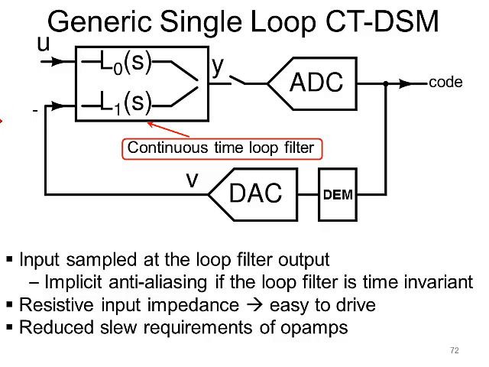Continuous time operation has several advantages, one being the so-called implicit anti-aliasing feature of the delta sigma loop. Namely, if you put in inputs at multiples of the sampling rate, unlike in a Nyquist ADC where you'd need an anti-alias filter, that anti-aliasing is implicitly built into the structure. Continuous time delta sigma converters are also easy to drive because of the resistive input impedance that they offer, and they also, like most continuous time circuits, have reduced demands on the slew rates of the op amps.